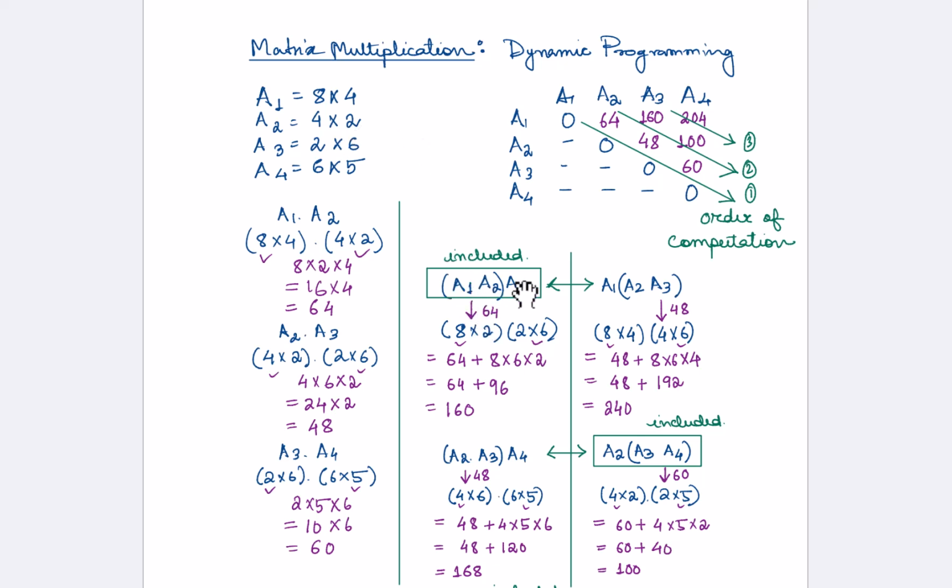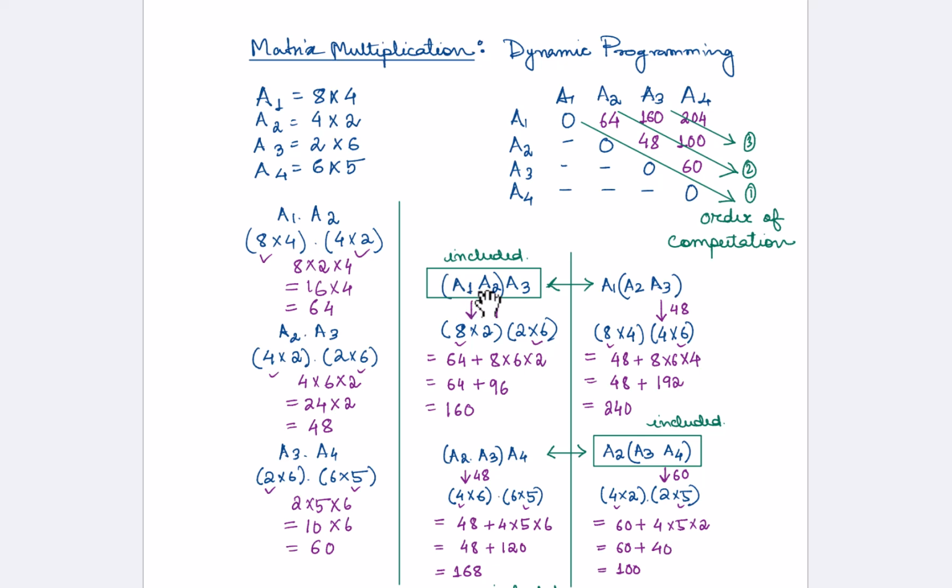Now, when we go from A1 to A3, there are two possibilities. You can see left hand side and right hand side. It is possible that we first multiply A1 into A2 and the result is multiplied with A3, or we can do otherwise. We can multiply A2 and A3 and then multiply the result with A1. So there are two different possibilities which I have written here.